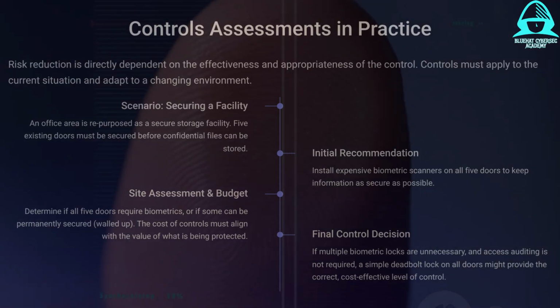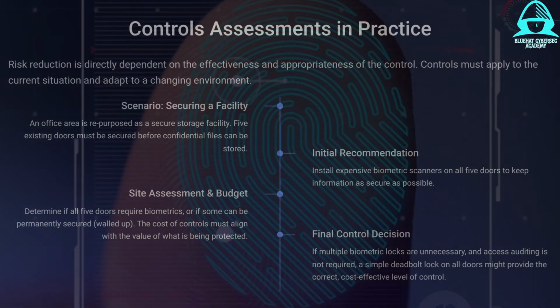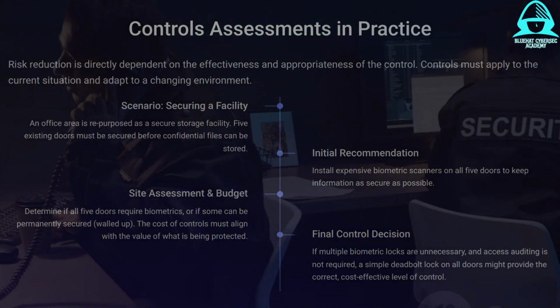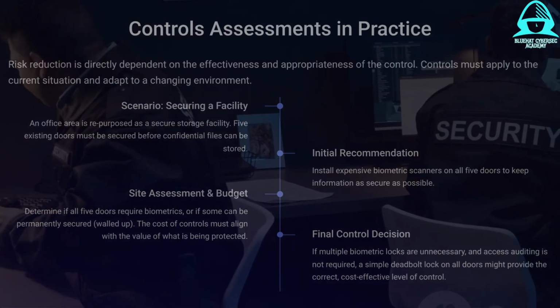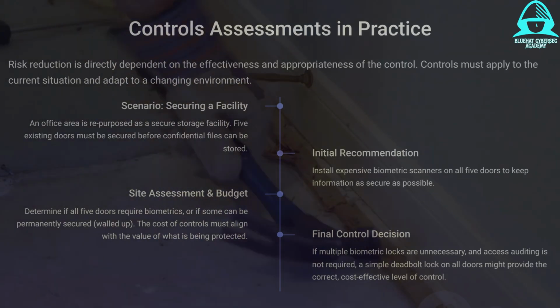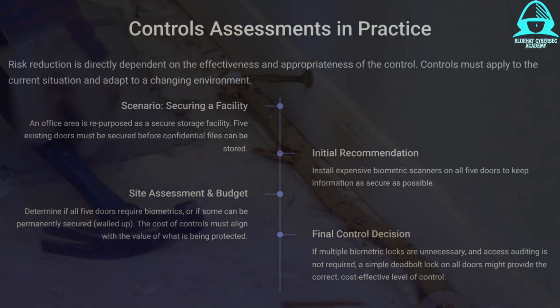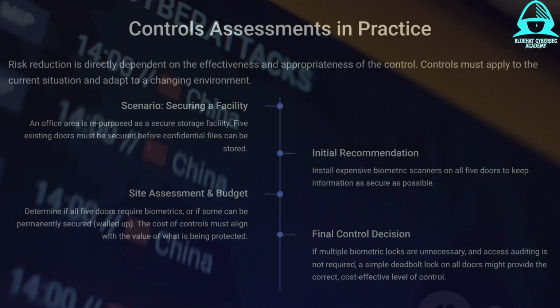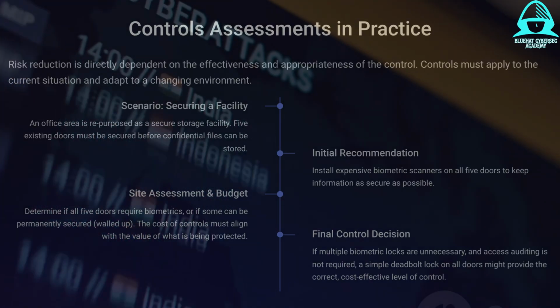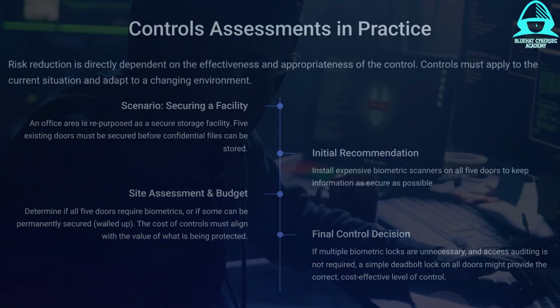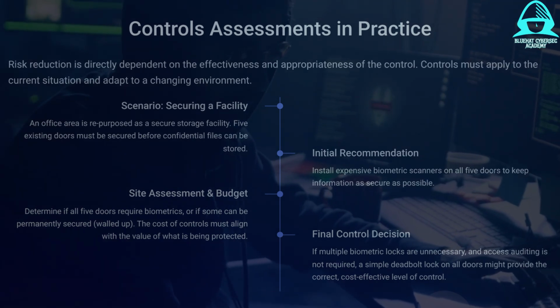To keep the information as secure as possible, it might be recommended to install biometric scanners on all doors. A site assessment will help determine if all 5 doors need biometric scanners, or if maybe just 1 or 2 doors need scanners. The remaining doors could be permanently secured, or, if the budget allows, the doors could be removed and replaced with a permanent wall. Most importantly, the cost of implementing the controls has to align with the value of what's being protected. If multiple doors secured by biometric locks aren't necessary, and access to the area doesn't need to be audited, then maybe a simple deadbolt lock on all of the doors will provide the right level of control.